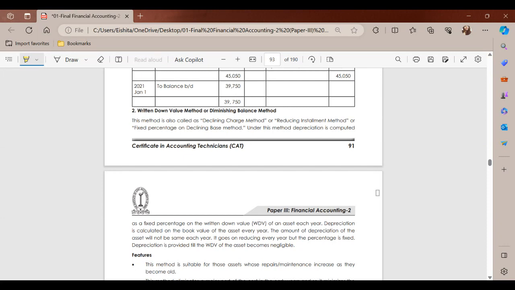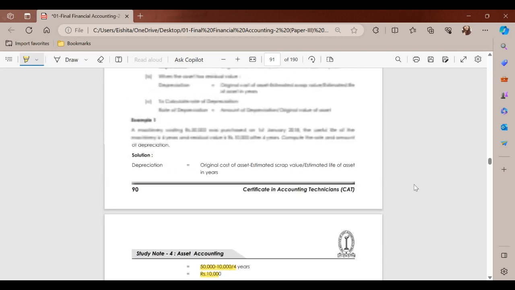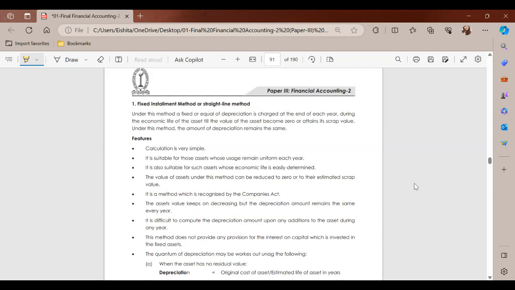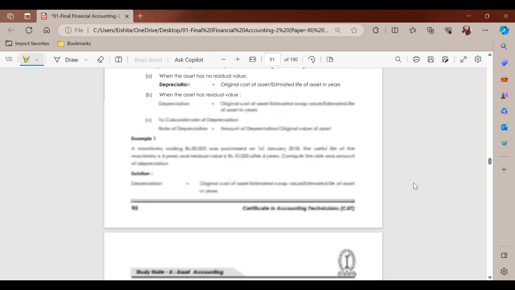Second is WDB method, also called as diminishing balance. To confuse the students, they will write down WDB method, or they will write down diminishing balance. So please note that WDB is diminishing balance. Second, to confuse the students, they will write down as fixed installment. To solve this, fixed installment is straight line method. Okay.